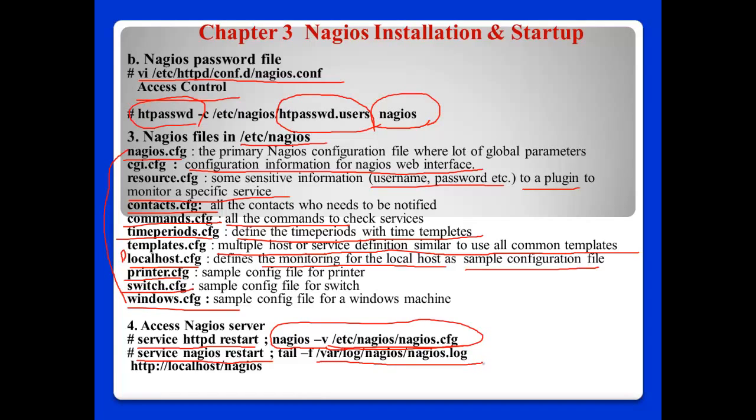Normally Nagios saves all the log files here, /var/log/nagios/nagios.log. So if you find some errors, please check this log file. This log file will show the exact errors. So using this file, we can fix some errors when the Nagios server starts.